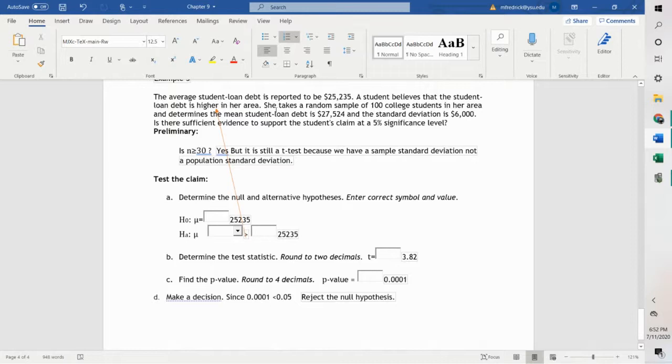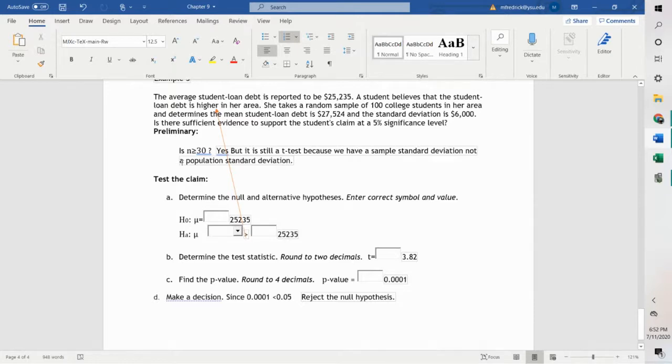The average student loan debt is reported to be $25,235. The student believes that the debt is higher. She takes a random sample of 100 college students in her area and determines the mean student loan to be $27,524 with a standard deviation of 6,000. Is there sufficient evidence to support her claim?